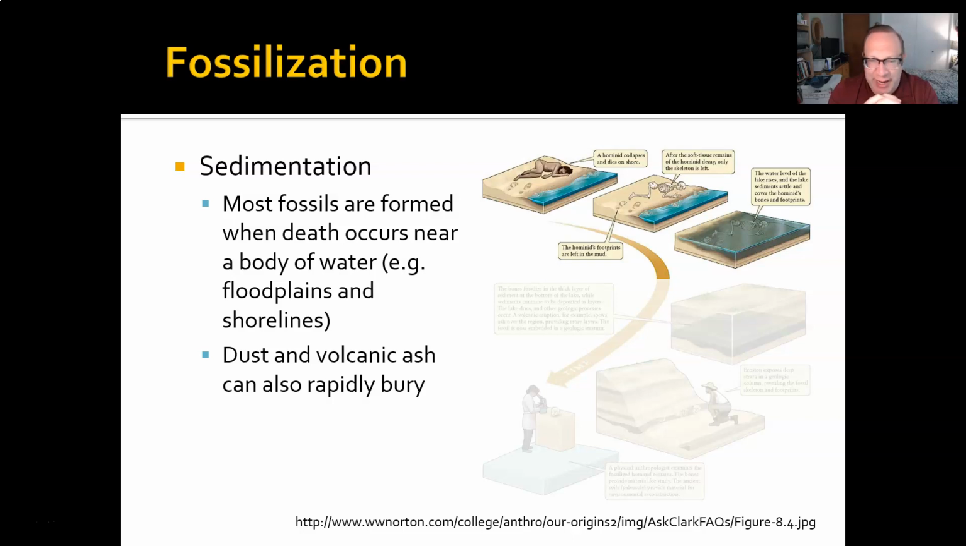After soft tissue remains decay, they don't have to decay all the way, by the way, but as long as the skeleton is still intact, it gets buried through sedimentation. Maybe the water level of the lake rises, maybe a volcano, maybe a flood. Something happens that sort of buries these things.